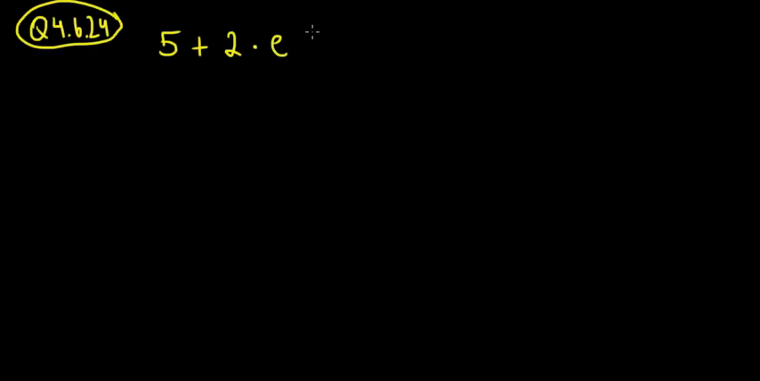Let's solve question 4.6.24. We got an equation: 5 plus 2 times e to the power of t equals 2 divided by e to the power of 5 times e to the power of t plus 1, plus 5. Okay, what can we see here?